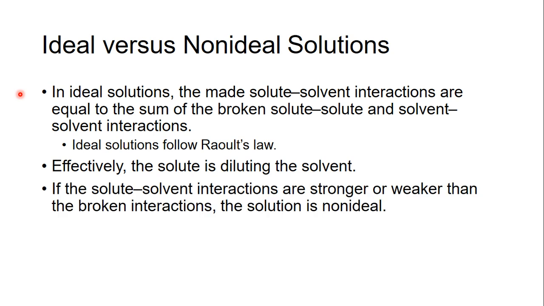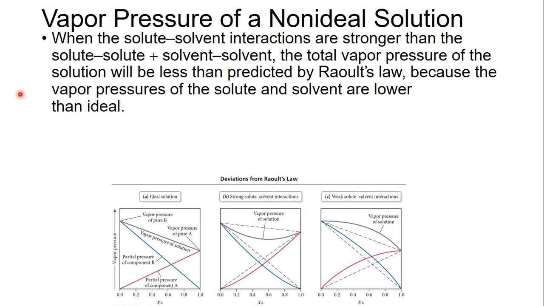But if you have interactions, like if solute-solute interactions are stronger than solute-solvent, for example, if you have some kind of uneven interactions, you have non-ideal solutions. And so vapor pressure changes.